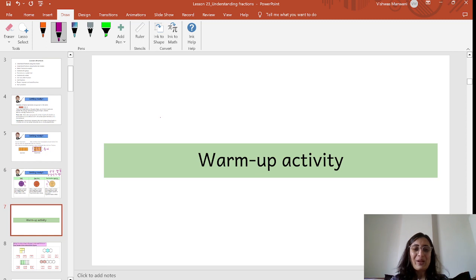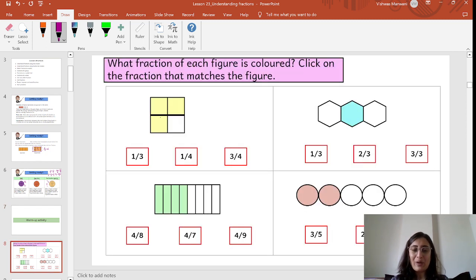Now here we have a warm-up activity to understand fractions better. It says, what fraction of each figure is colored? Click on the fraction that matches the figure. So we have to write down the fraction for the colored portion of each figure. As you can observe here, each figure is divided into equal parts. Like if we talk about this square here, all the four smaller squares are equal, right?